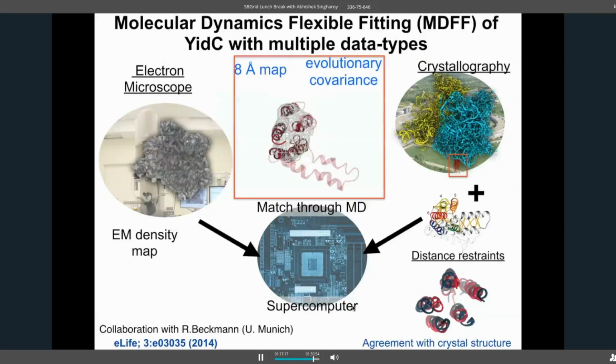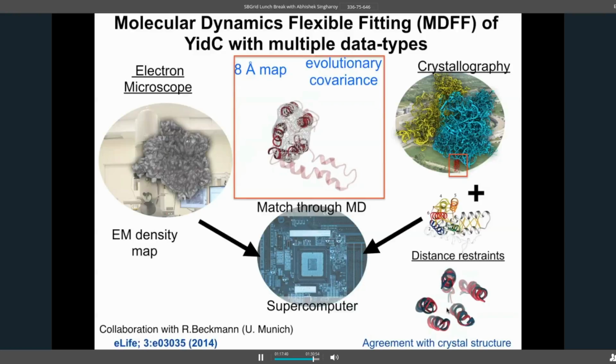After this result, we published the structure of this little protein here called HITC. We found a result based on cryo-EM and on the distance restraints from evolutionary covariance. But then later on, a crystal structure came out, and then, sorry.